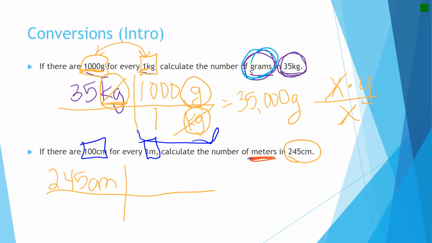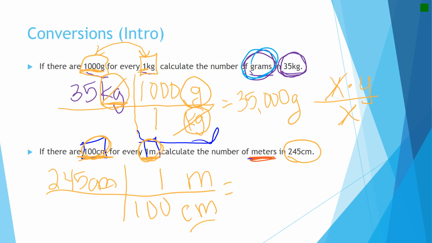Where does centimeters have to go on the second part of this? Centimeters has to go on the bottom so that the units of centimeters can cancel. Now I know a conversion between centimeters and meters, so I'm going to put meters up here. The only reason I can put meters up here is because I know that conversion. Now I look at the numbers that go with these units in the conversion. I'm going to put 1 with meters, and 100 with the centimeters.